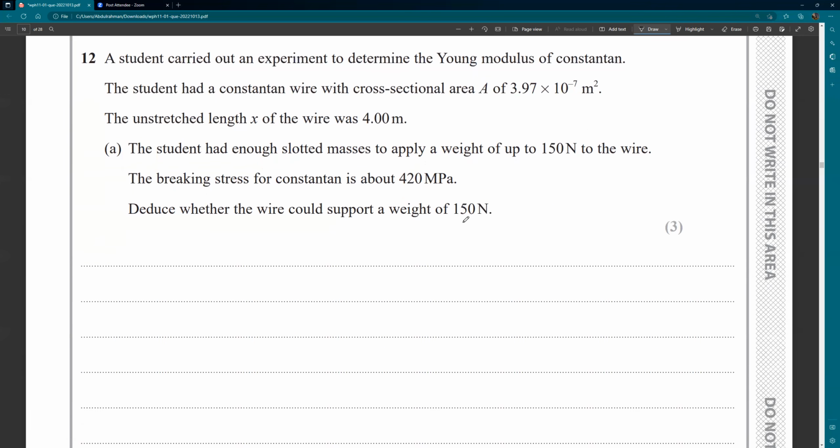So you're trying to find out whether, when you apply a force of 150 newtons, the stress would be above or below the breaking stress. If the stress is above, it's going to break. If it's below, then you're fine. So how do we work out the stress? We know that stress is force over area. And we know the force, we're trying to see if this force will break it. So we're going to plug in 150 as the force. And the area is 3.97 times 10 to the minus 7. Let me quickly put that in my calculator.